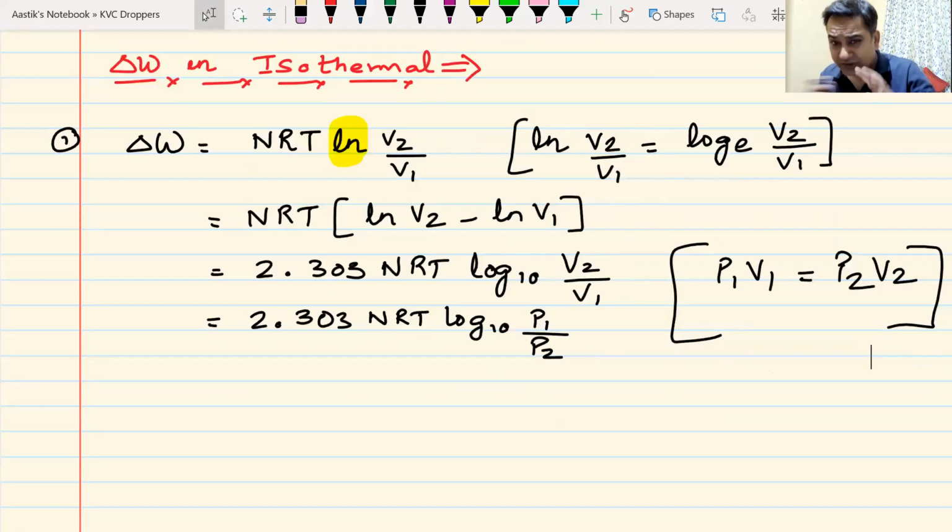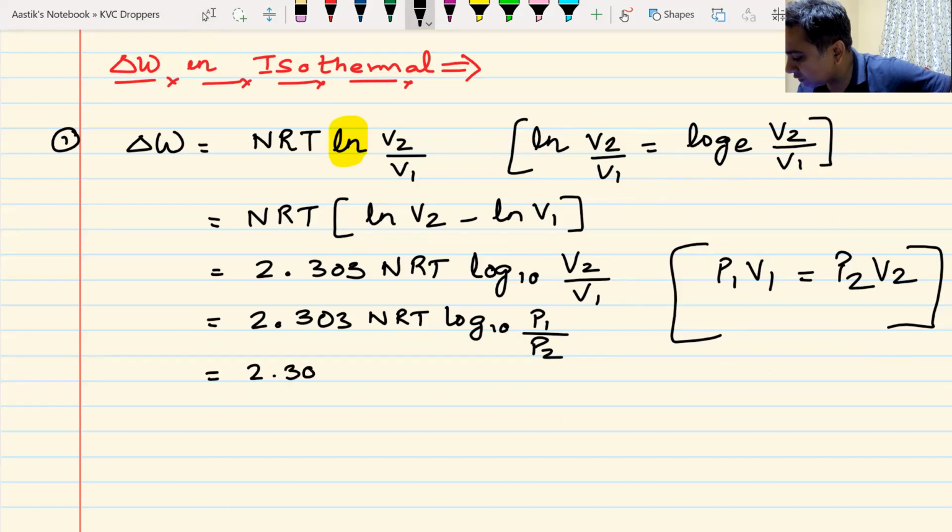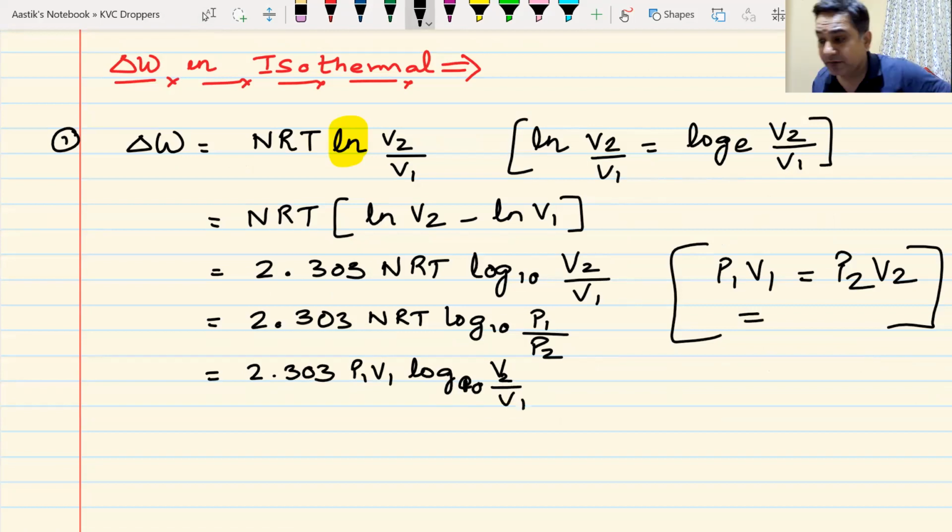Now, this is normally the way you will find it in books, but there are more ways of writing the same thing. I'm writing it again: 2.303 into P1 into V1 log to the base 10 of V2 by V1. Because remember, P1 multiplied by V1 and P2 multiplied by V2 are the same as nRT. So what I have done here is I have converted nRT into P1 V1. Do we understand this?